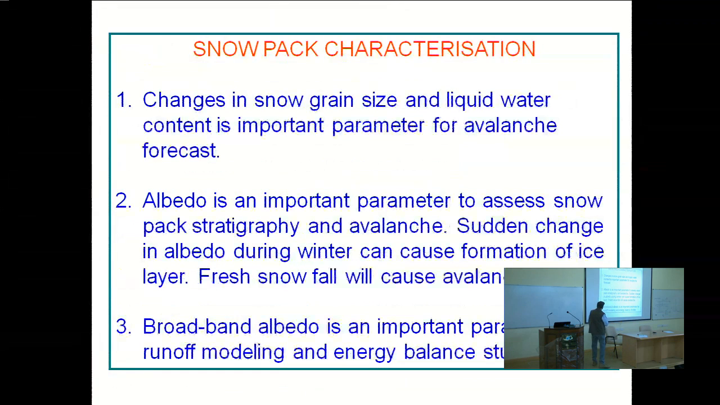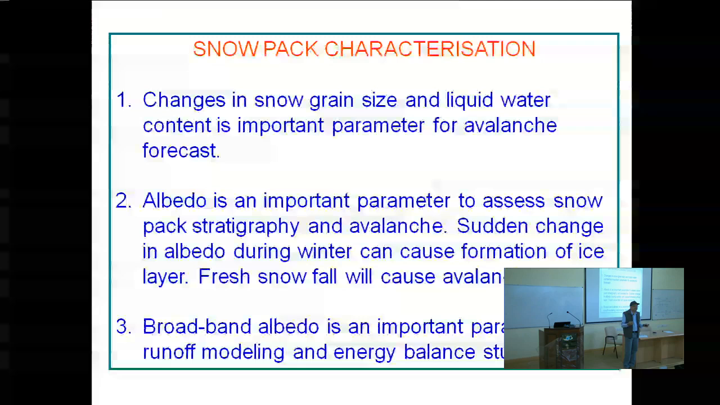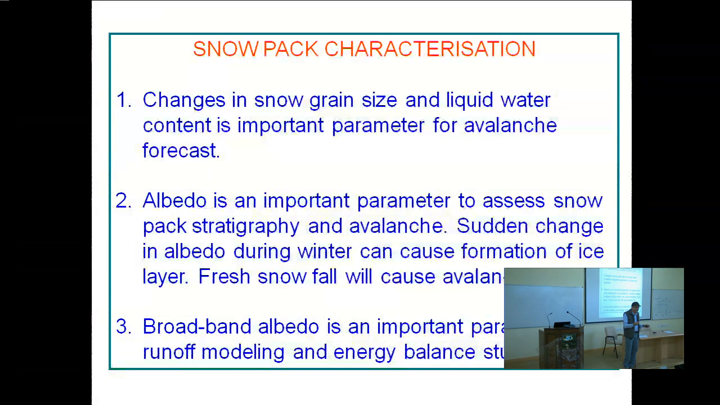So what I was talking about is why these processes are important for us to understand. And these are important because changes in grain size and liquid water content are important parameters for avalanche forecasting. If you really want to know it, India has a huge army in the northern part of India, in the higher Siachen glacier, at very high altitude, so one of the key things which they need is avalanche forecasting. That means so that they can move safely into the mountains.